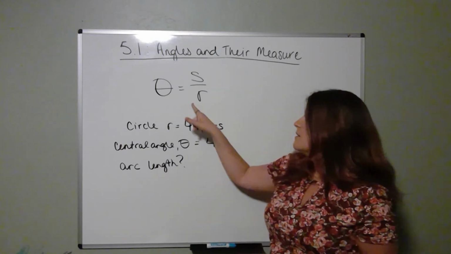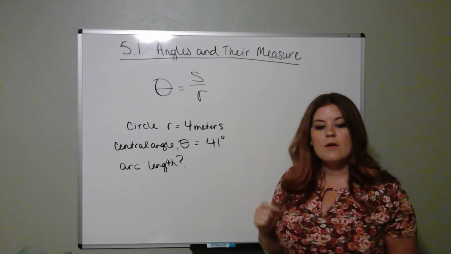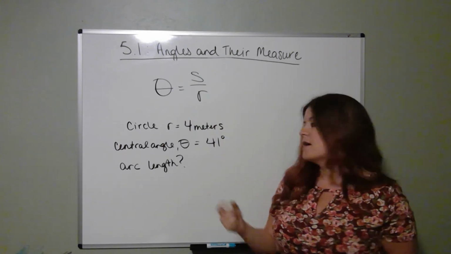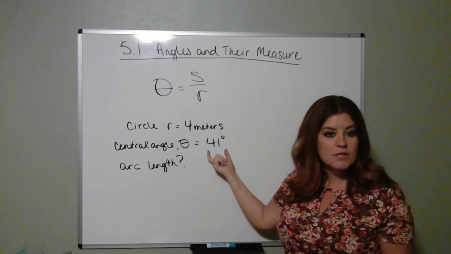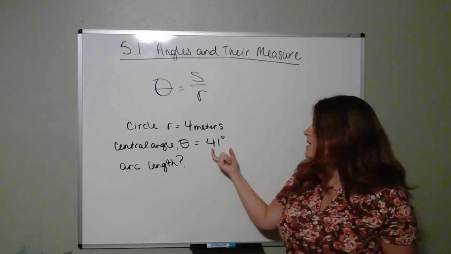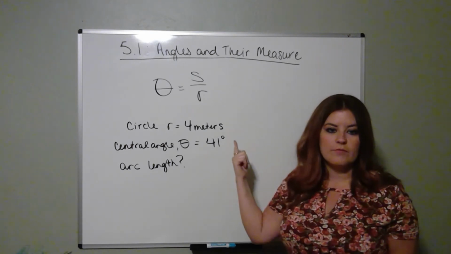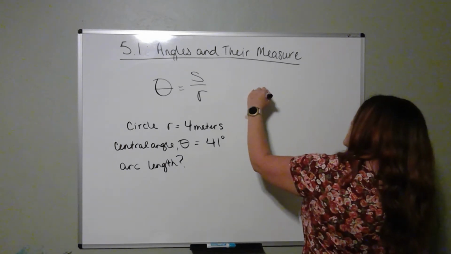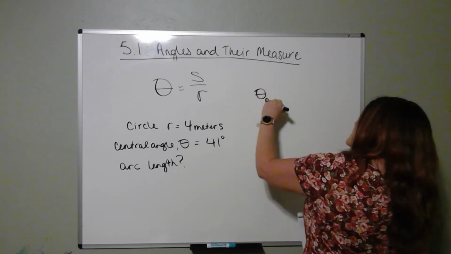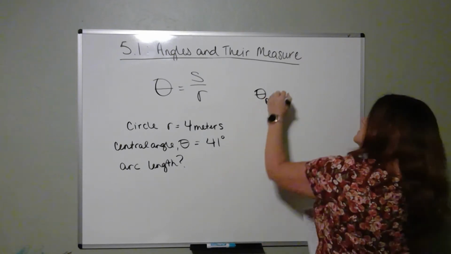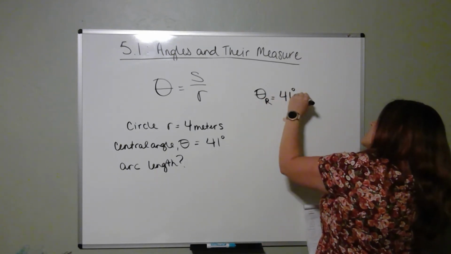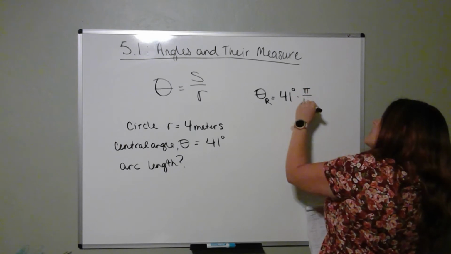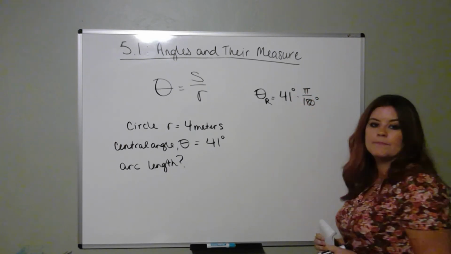Anytime you're using this particular formula, theta only works in radians. A lot of times they do this to you. They try to trick you, make you do one extra step, get this in radians, and then solve the problem. Okay, so that's the first step. I have 41 degrees, but I need it in radians. So remember, to get radians, take your degree measure, put a pi in, and take 180 out.